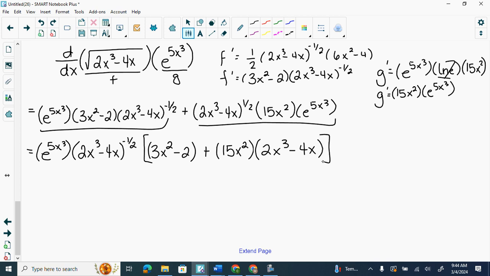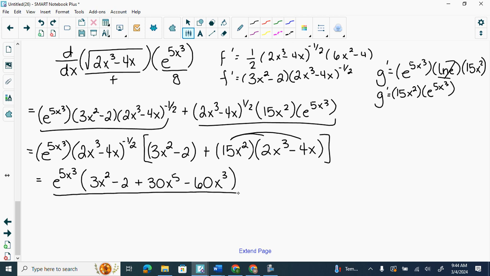All right. So then we're going to be left with e to the 5x cubed. In the numerator, we're going to have 3x squared. Don't panic about this. It moves to the bottom. We talked about this last time. And then we actually distribute it through because the entire brackets now are all polynomials, correct? So be able to collect like terms. So here we get plus 30x to the 5 minus 60x to the 3, all over (2x cubed minus 4x) to the 1/2.